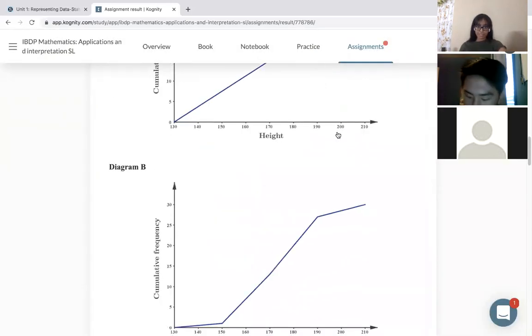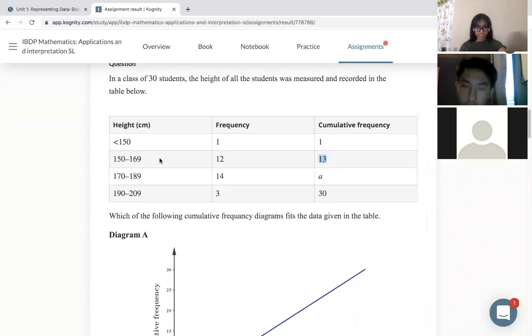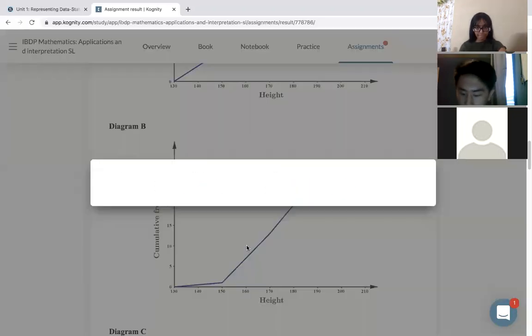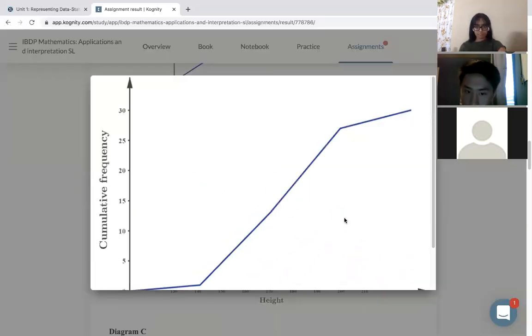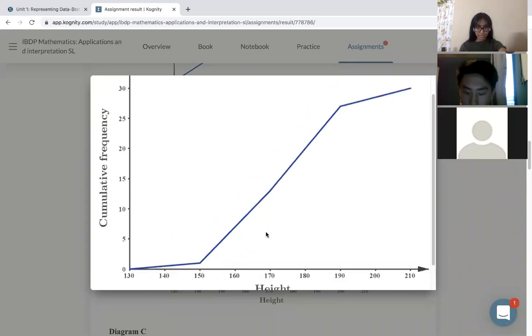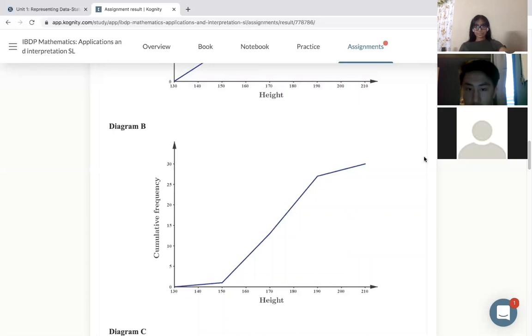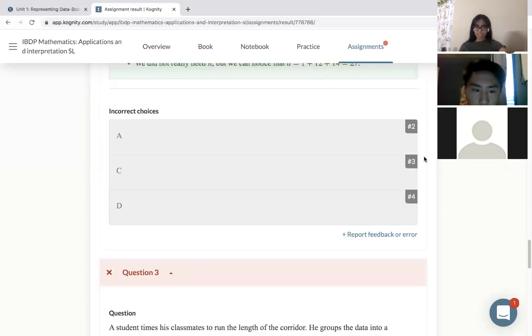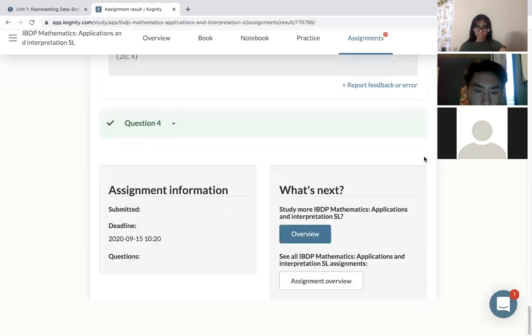But for B, everything lines up perfectly. So it's 170.13 and 190.27. So when you go right here, you see where it says 170, that looks about in the 13 range right here. And then when you look at 190, that looks right about in the 27 range right here. Yeah. Okay, here, let me see what question 4 was. I think that was simple, but let me just look at it.